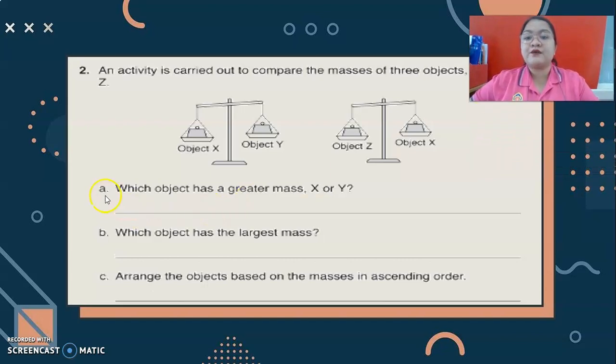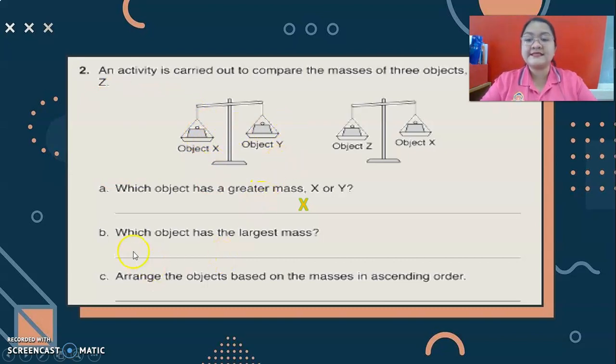Letter A. Which object has a greater mass, X or Y? Look at this picture. Which is heavier, or which has greater mass? Is it X or Y? Look at the picture. Which is heavier? X or Y? Very good. The answer is X because X is heavier than Y.